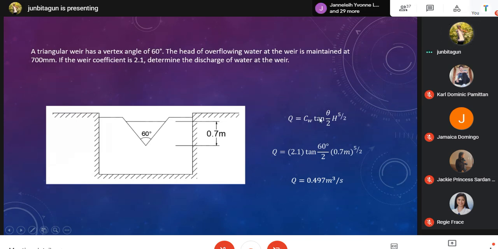So ito, direct formula na lang. Since 60 degrees ito, hindi natin gagamitin yung formula na isa na default. So ito na lang gagamitin natin. Okay? And yung flow rate.